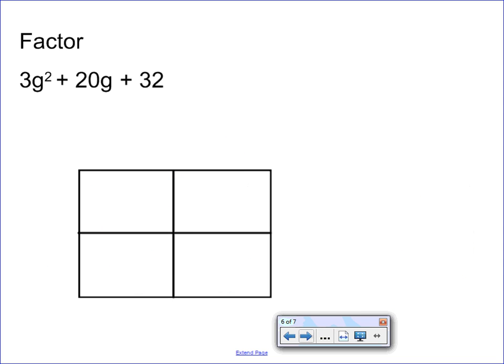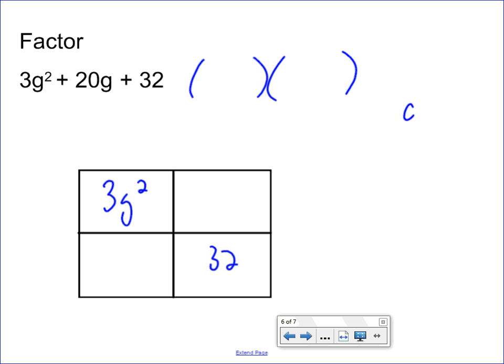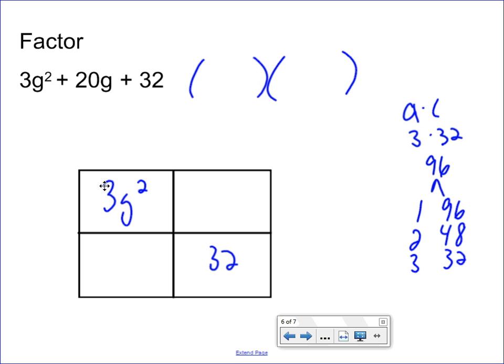Okay, let's try this one. So we've got a 3g squared and we got a 32. Okay, so what are the factors that we should end with? I know I got an a times a c. I know a is a 3, c is a 32. So when I multiply those two together, I get a 96. Okay, pretty big number, but let's start. I know I got a 1 and a 96, a 2 and a 48. I've got a 3 and a 32.